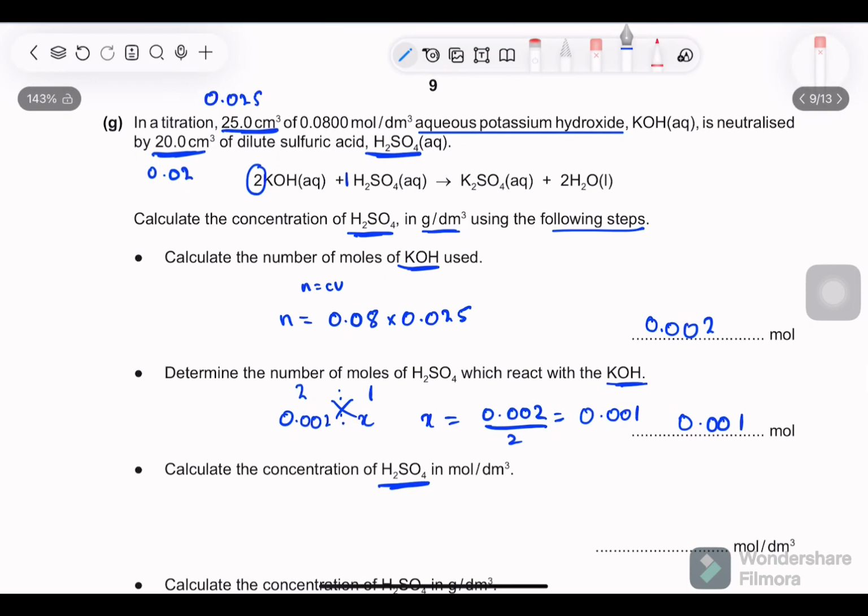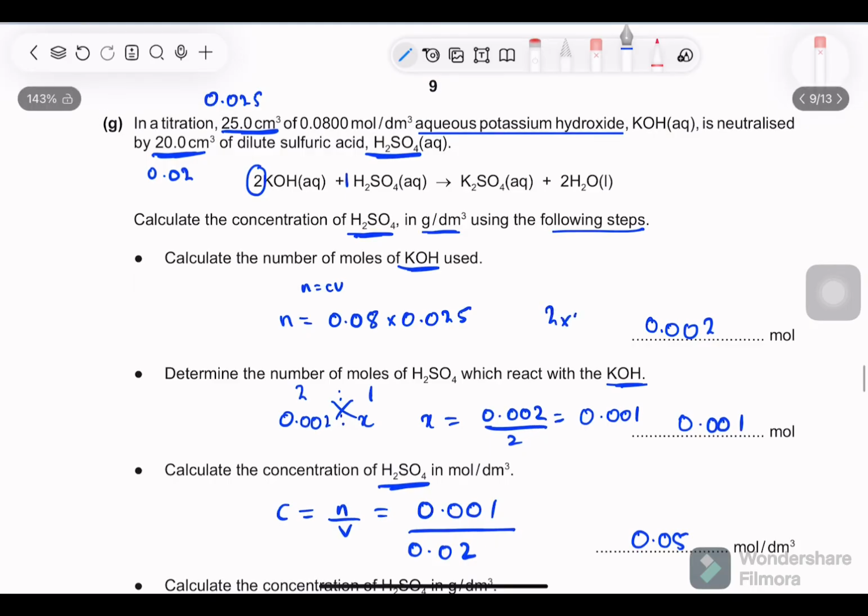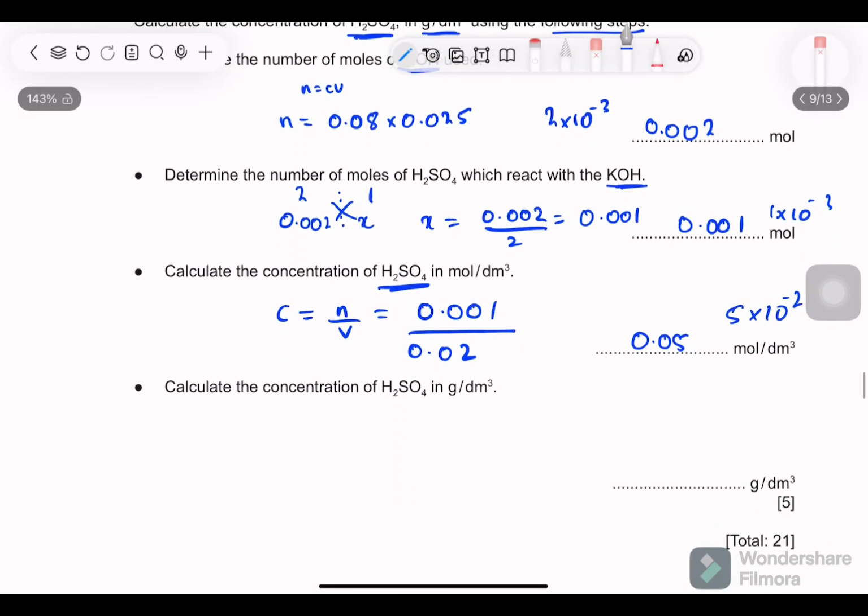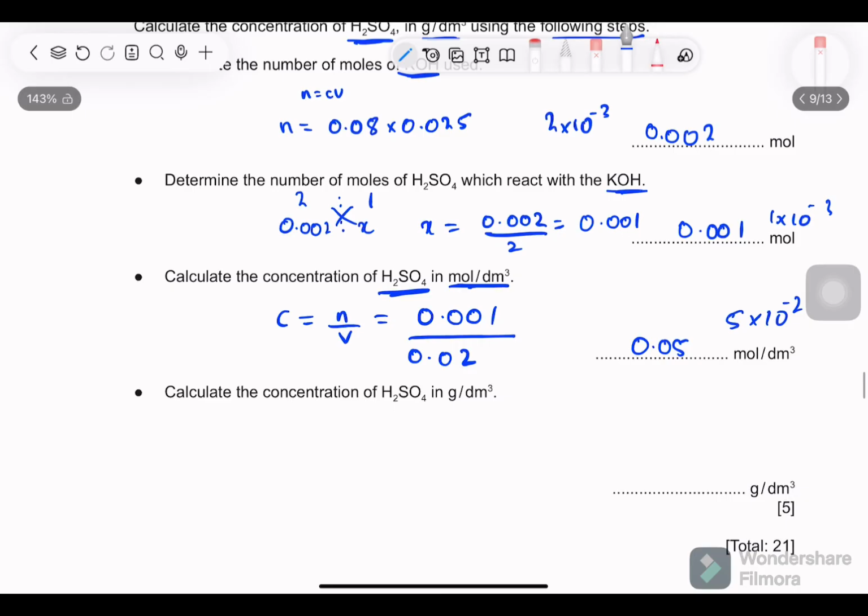Now, calculate the concentration of H2SO4. We know the volume of H2SO4. We can calculate the concentration with this same formula. Concentration will be n over V, which equals the number of moles, 0.001, over the volume, 0.02, which will be 0.05. You can also write it as 5 times 10 to the power minus 2. Both are correct. Now, this was in moles per dm cube.